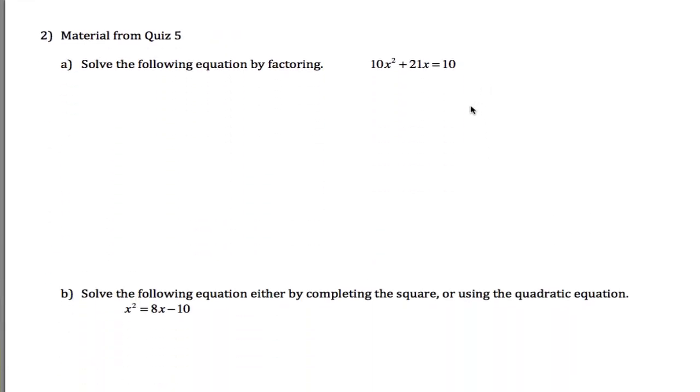Okay, material from quiz 5. Quiz 5 involved a lot of factoring. One type of problem that gives a lot of people trouble is factoring quadratic trinomials when the leading coefficient is not a 1. Sounds worse than it is. What I'm saying is, to solve this equation right here, I'm going to have to factor, as the instructions say.